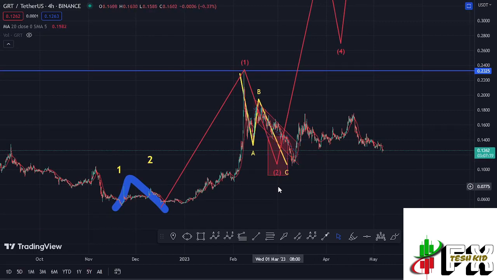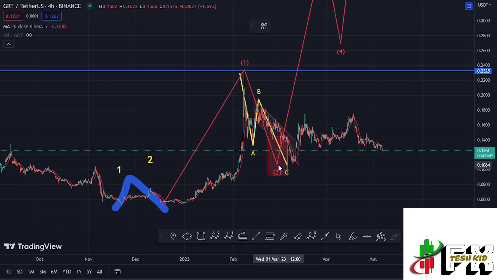And by first giving you a recap of what has been happening here on the GRT chart, you can see that after seeing our low down there at around the $0.051 mark, we saw that one to set up to the upside. Then we started our 5-wave structure to the upside, having that as the first wave, giving us a peak at around the $0.2325 mark.